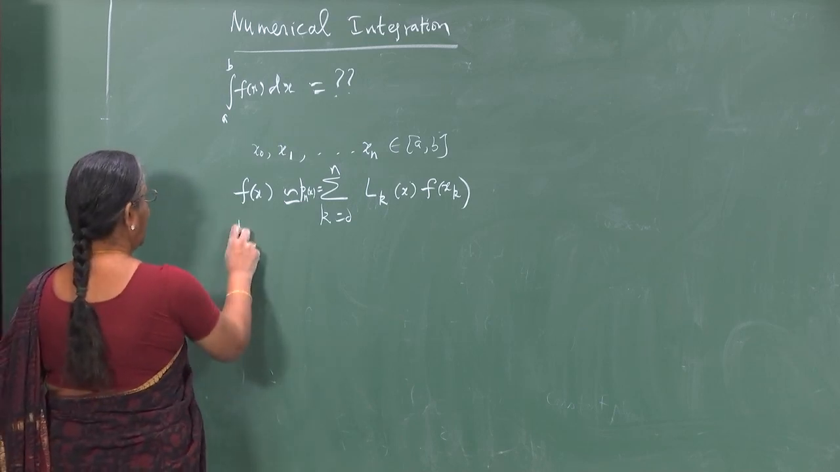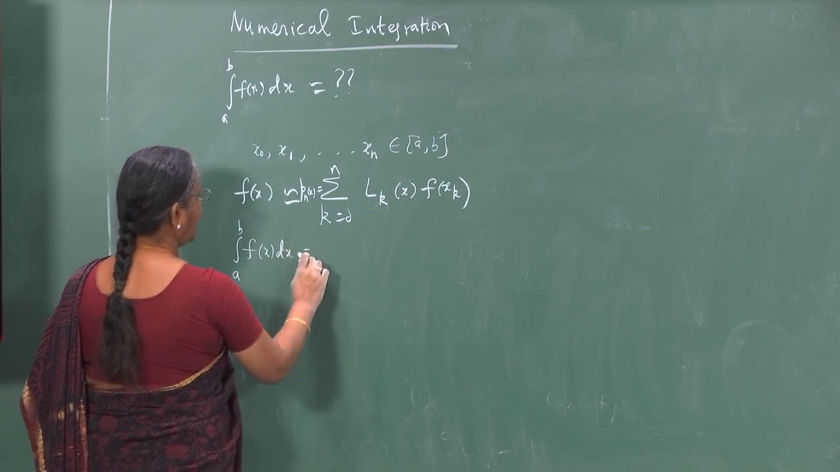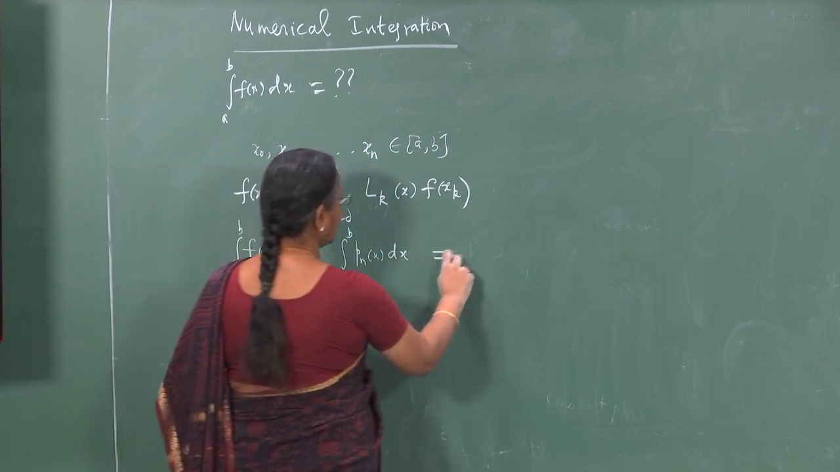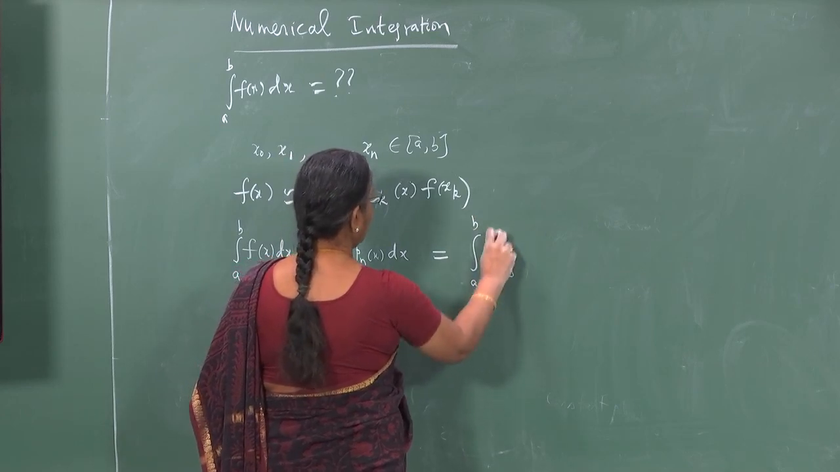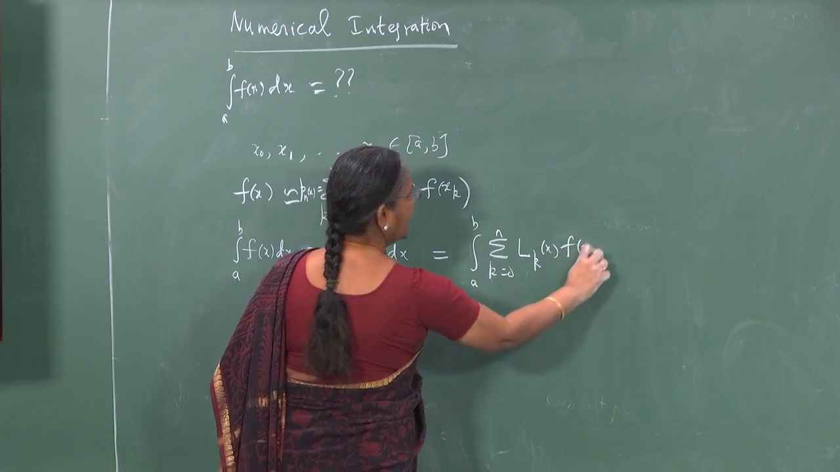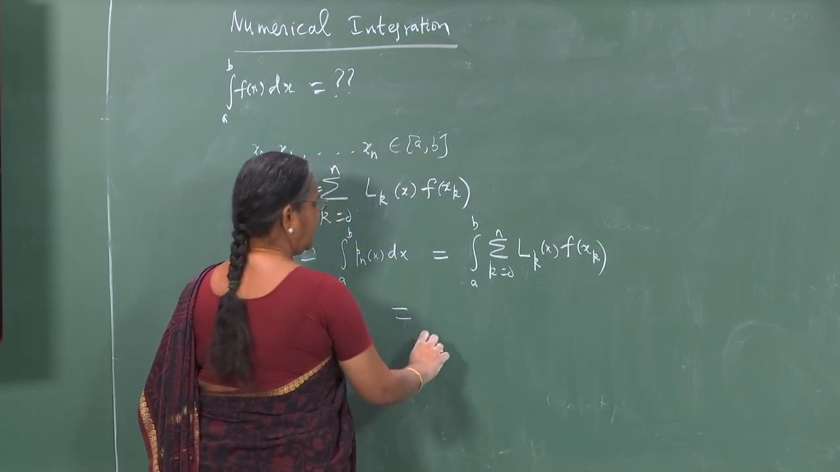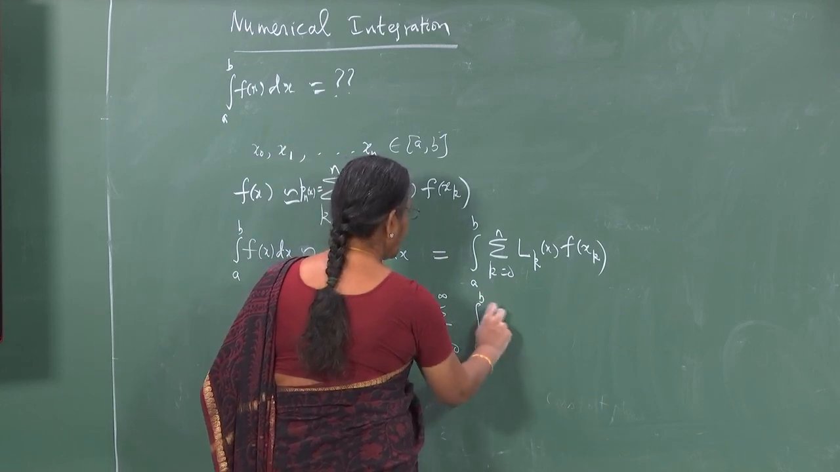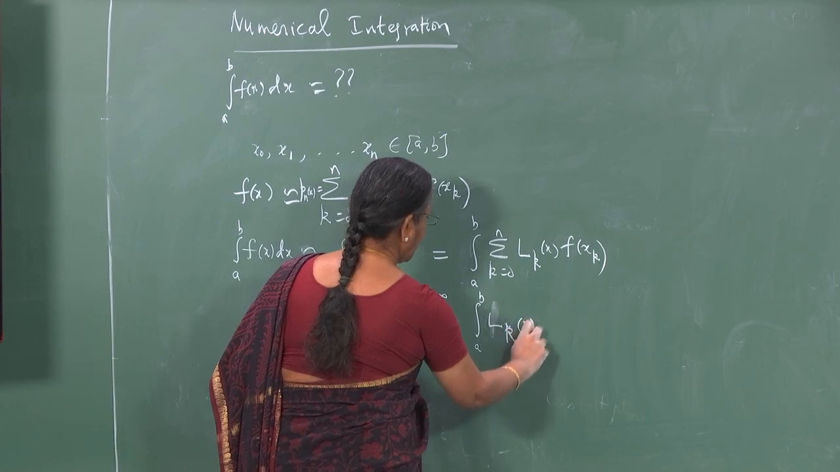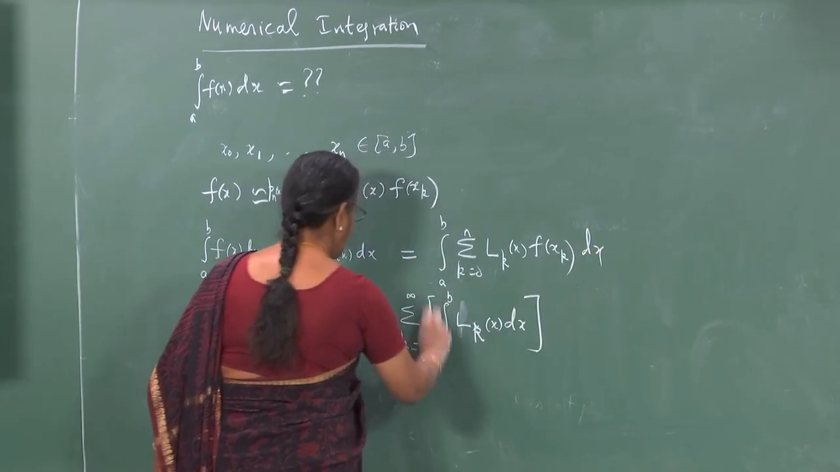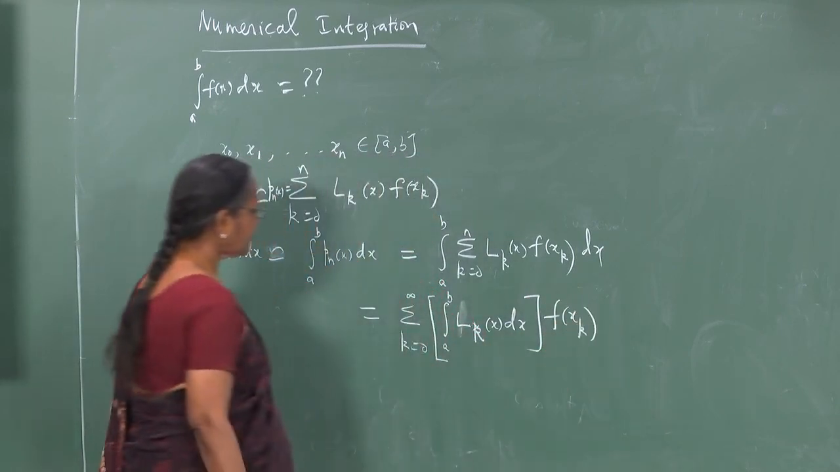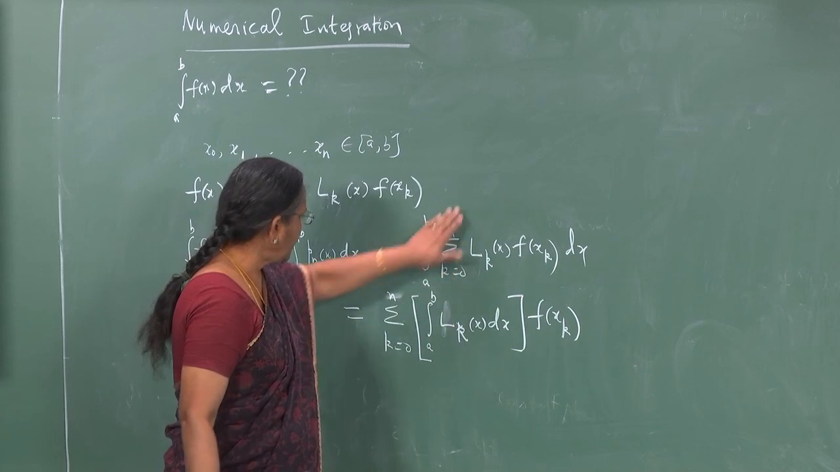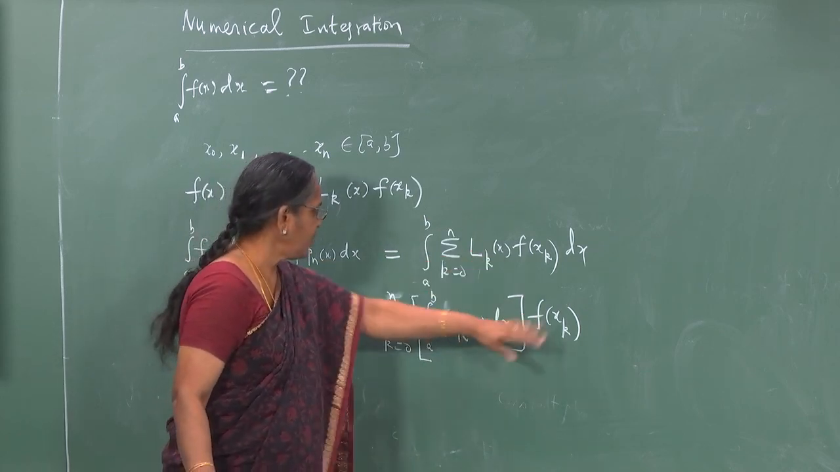And so, integral a to b f of x dx will be integral a to b p n of x dx, and that is integral a to b sigma k is equal to 0 to n L k of x into f of x k. So, this will be sigma k is equal to 0 to n into integral a to b L k of x dx multiplied by f at x k, k is equal to 0 to n.